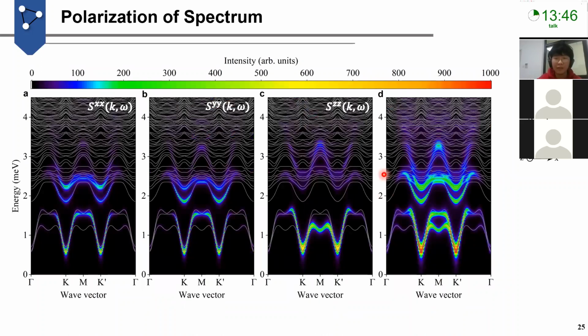To further clarify the physical origin of this spectrum, we also calculate the polarization of the spectrum. The y direction is chosen along the magnetization orientation on the A sublattice, so that the ZZ direction is the out-of-plane transverse direction, and the XX and YY directions are in-plane directions. The right-hand side is the total spectrum plus the energy levels.